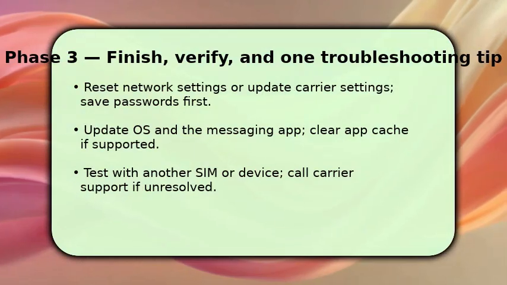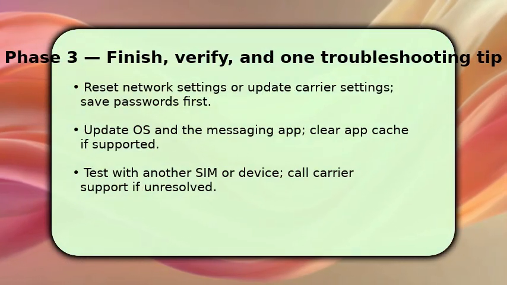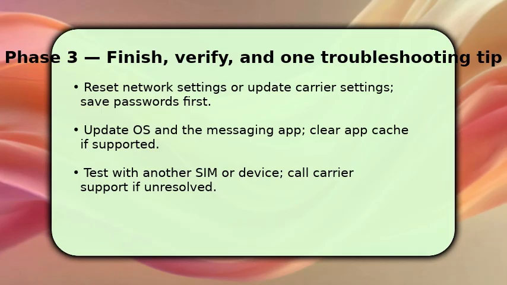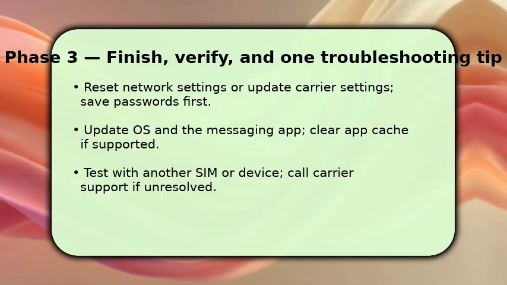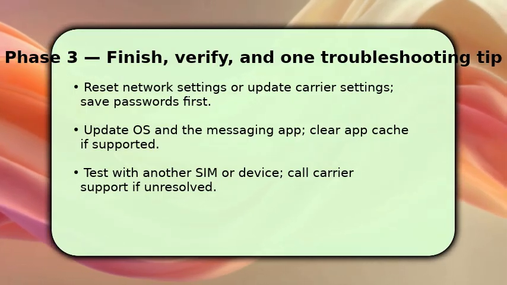To finish, perform advanced troubleshooting that fixes persistent configuration problems. Back up important data, then reset network settings to restore default cellular and Wi-Fi parameters. This often clears routing errors.